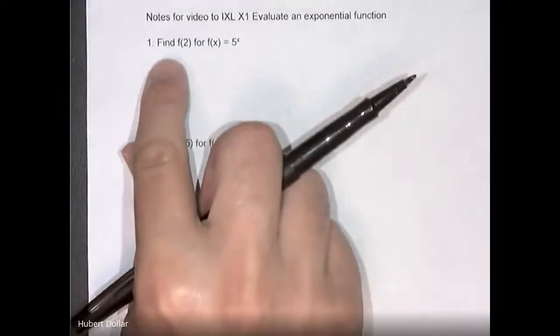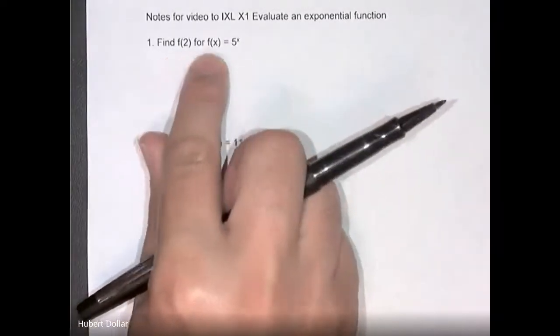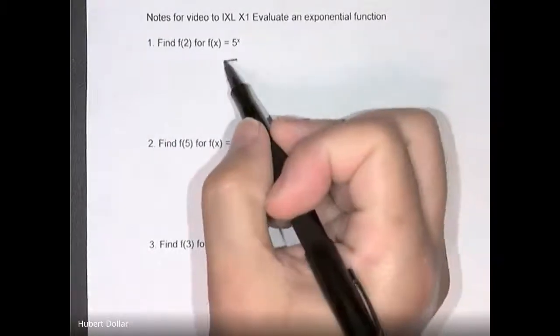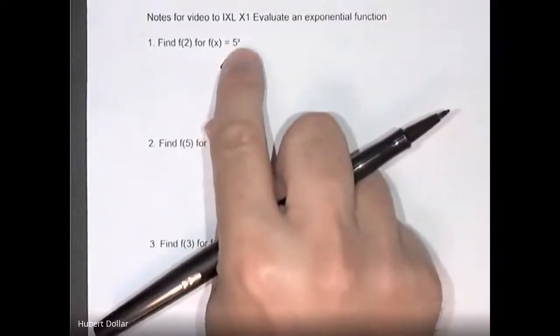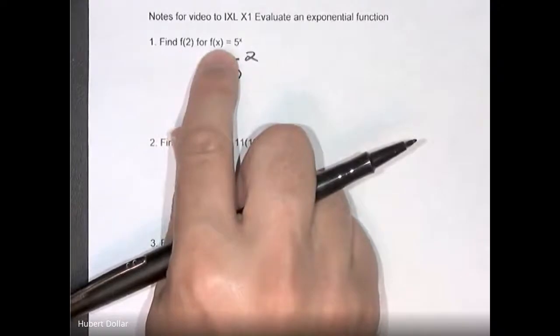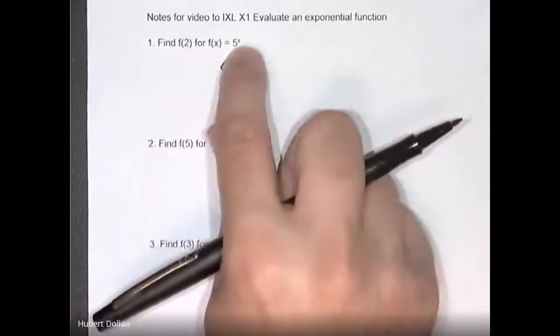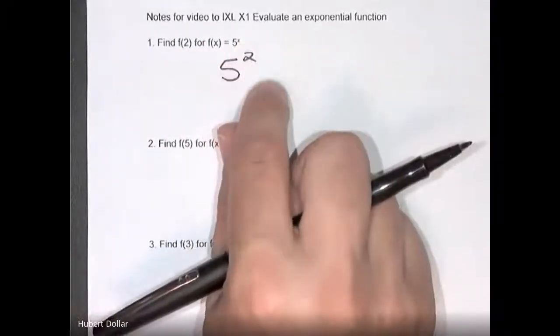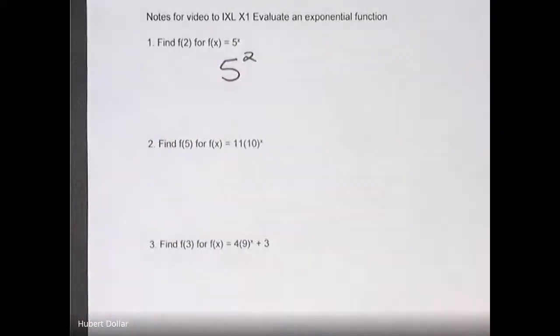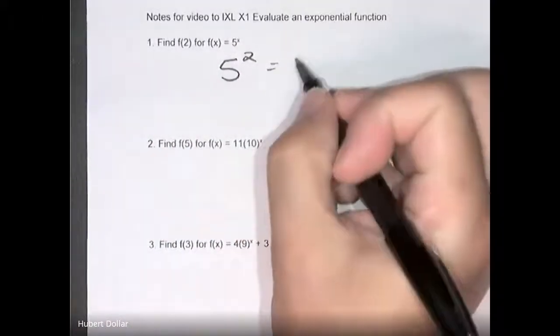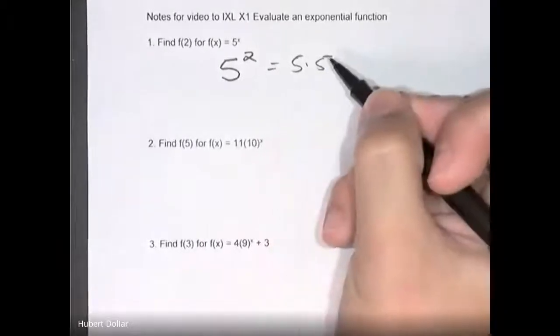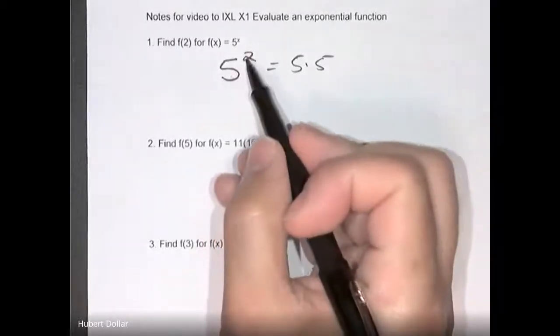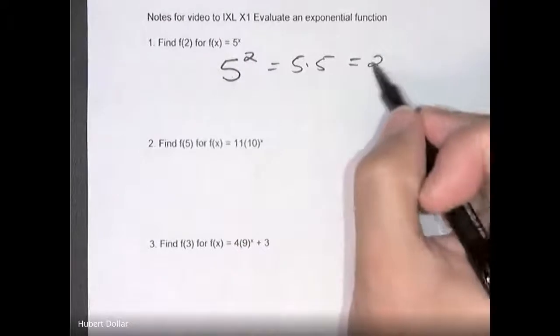So in this first one, find f of 2 for f of x equals 5 to the x. If you remember, you basically write down the base, and then the x is replaced with the 2. This is called function notation, and where the x used to be, there's now a 2. So that is 5 squared. That means 5 times 5, because you're multiplying 5 times itself twice. And 5 times 5 is 25.